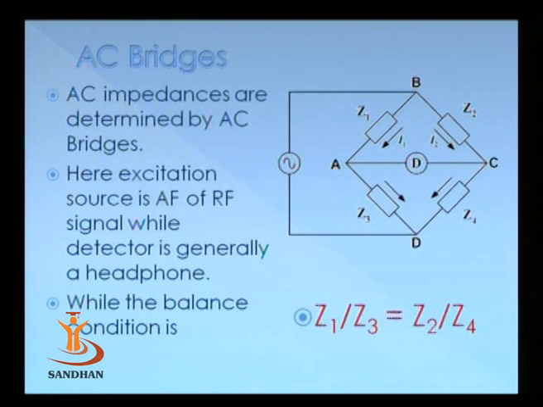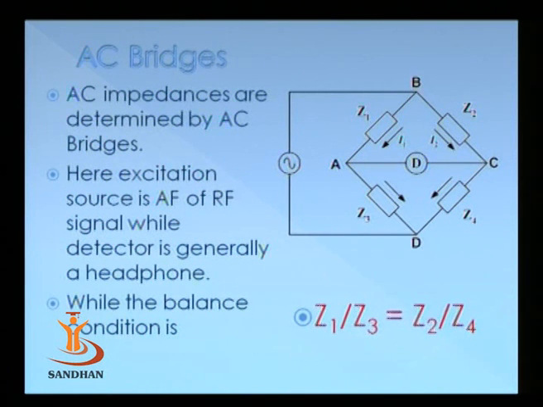So instead of a simple galvanometer, we need to replace it with either a headphone or a higher sensitivity AC millivolt meter. Here the excitation source is normally audio frequency, or in specific cases it may be switched over to RF signals, while the detectors are simply galvanometer or high sensitivity measurement point.